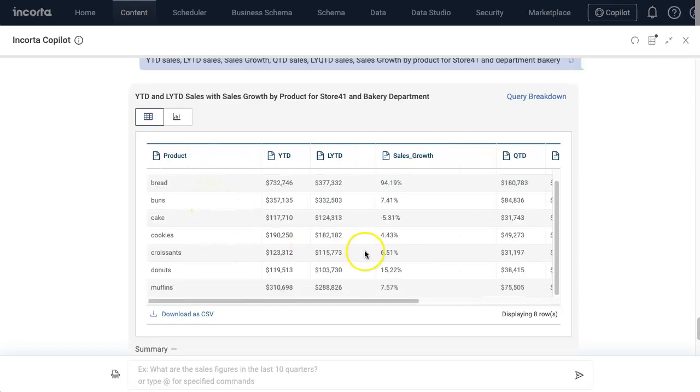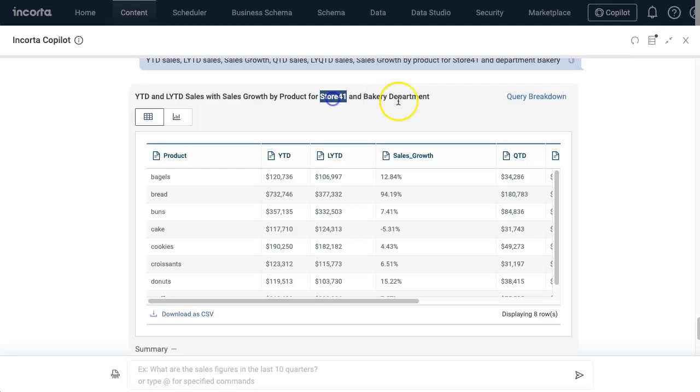Now, this is something that we found for store 41. Maybe they have a new vendor from which they're getting bread. Maybe they have a lot of other options for bread. Something is going on in store 41, which we need to replicate in all the other stores so that it can have a significant effect on the sales for other stores as well. So this is a really good finding.